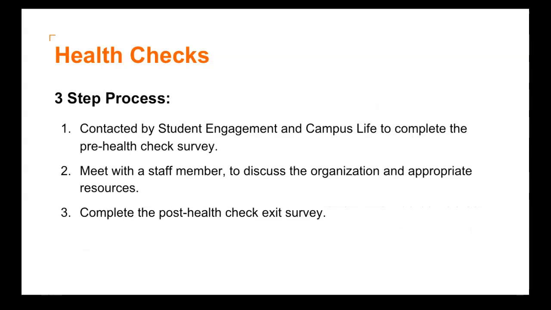There are 3 steps to the health check process. First, your organization is contacted by SECL to complete a pre-health check survey. The survey asks general questions about the functioning of your organization. The second step is to have an in-person meeting with a staff member. Lastly, you complete the post-health check exit survey. Once step 3 is complete, your organization is marked as in compliance with the health check.